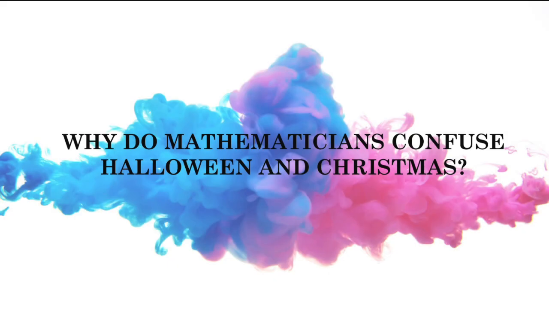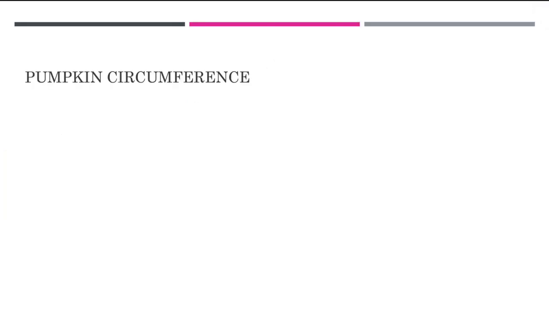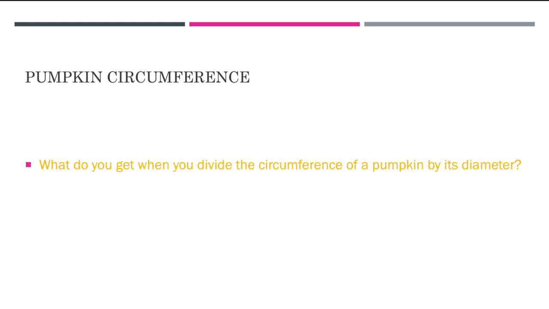If you like math puzzlers, you may have seen this one once before. Why do mathematicians confuse Halloween and Christmas? But before we answer that one, I'm going to have another puzzler for you. It's the circumference of a pumpkin. What do you get when you divide the circumference of a pumpkin by its diameter?